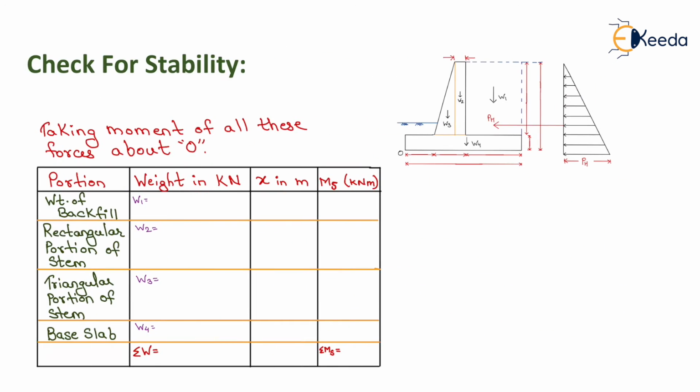Now check for stability. Taking moment of all these forces about O. These forces are like W1, W2, W3 and W4. We will take moment about O. In this first column, various vertical loads are there. In second column, weight in kilonewton. In third, x in meter, and in fourth, moment in kilonewton meter. Now we will calculate all values of W1, W2, W3 and W4 and their CGs, and we will multiply these two column and we will get moment. Now we will calculate summation of W value and summation of M value.